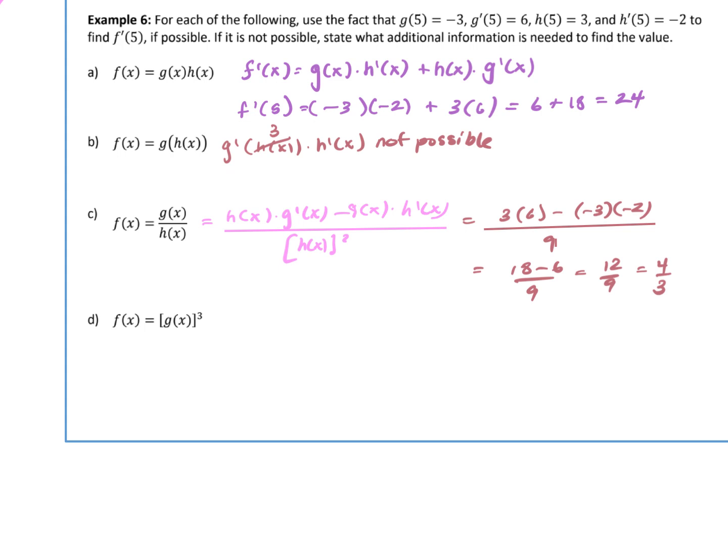All right, here again, we've got a little bit of the chain rule. So it's 3, rewrite it, lower the power by 1 times derivative of the inner piece. Okay, so f prime of 5 is going to be 3. G of 5 is negative 3, squared is 9. And then times g prime of 5, which is 6. So we're going to get 27 times 6, which is 1/16.